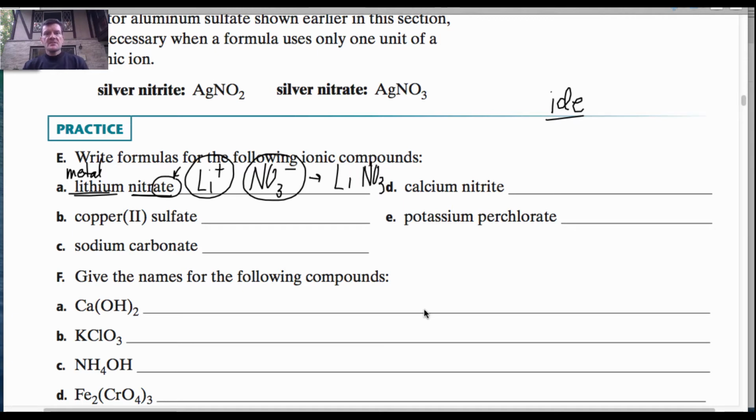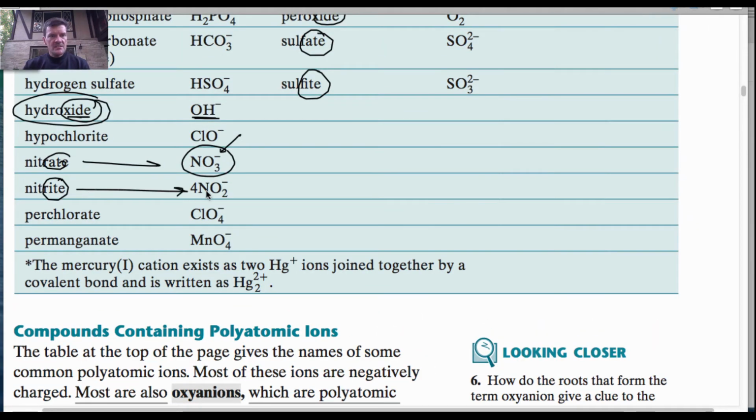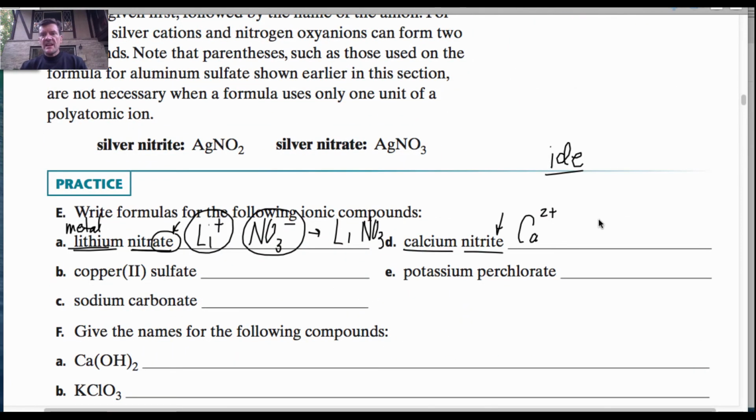Okay? Let's look at this one. Calcium nitrite. Calcium is a +2 ion because it's in group 2. Nitrite, ite ending. Oh, there it is. Let's see. Right up here. Nitrite, there it is. NO2 with a negative charge. How are they going to come together so that you have a neutral compound? Well, same thing. I'm going to write it up here, calcium and nitrite. I need 2 of the nitrite. I need 1 of the calcium.